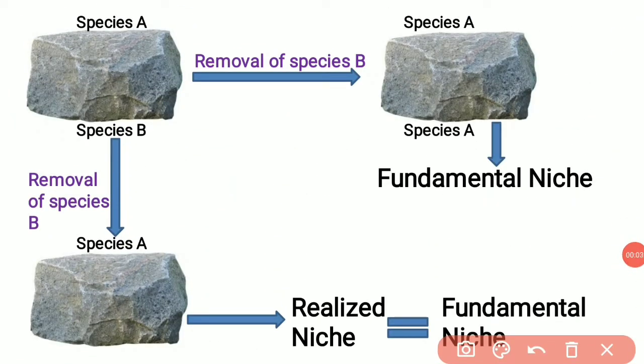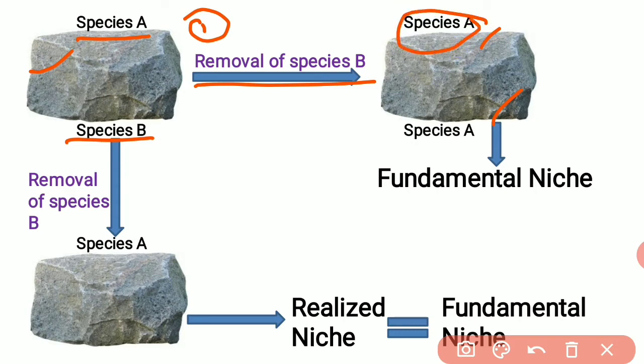So let's see a case study. Suppose this is a rock, and we can see species A occupied the upper side of the rock, and species B occupied the lower side of the rock. So in case 1, if we remove species B from the lower side, then what happened? If species A occupies both sides of the rock, then I can say both sides were the fundamental niche of species A in the previous condition. That's why they are occupying both sides of this rock.